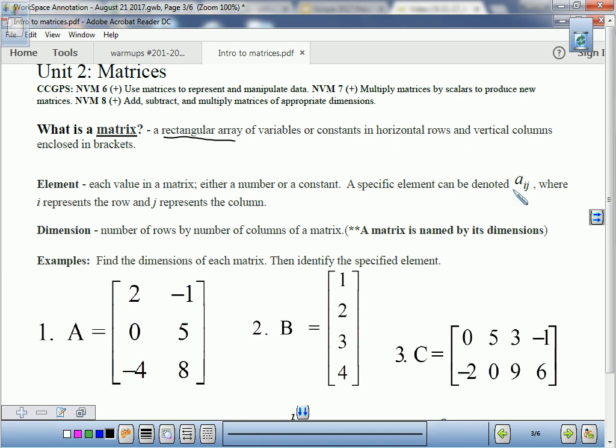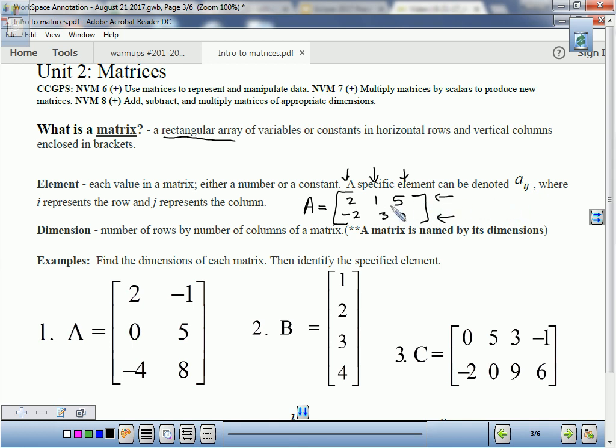A specific element can be denoted as A sub ij, where i represents the row and j represents the column. So let me give you an example here. Let's say we had a matrix. I'm just going to make up a matrix real quick, throw in some nice little numbers. So there is a matrix. This matrix has 2 rows. This is a row, this is a column, and it has 3 columns. So we have all these elements inside our matrix.